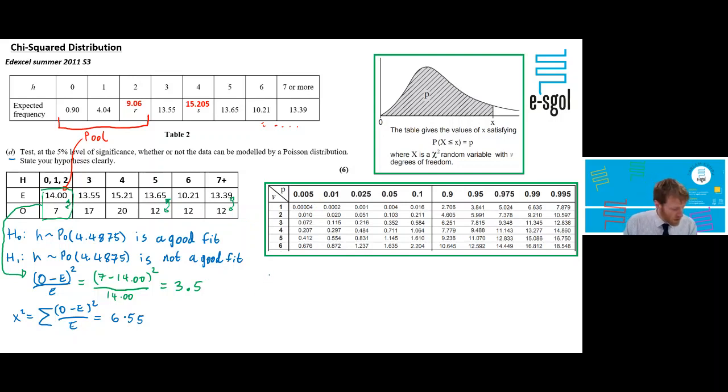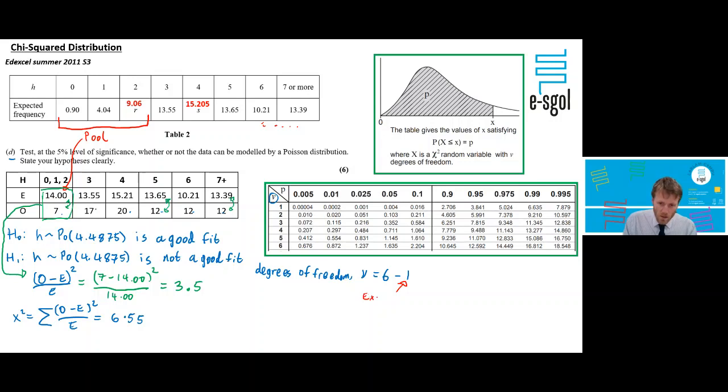Now, we're going to do our test. We want to think about the degrees of freedom, and that's represented by this Greek letter nu. It looks like a V, but it's this symbol here. So we've got 1, 2, 3, 4, 5, 6 columns in our table. We take away 1 degree of freedom because our expected values had to sum to 80.